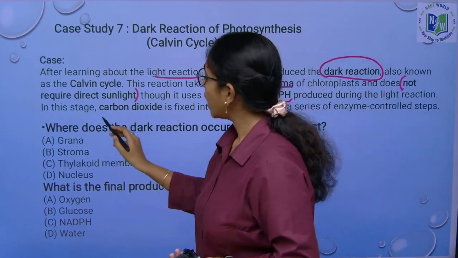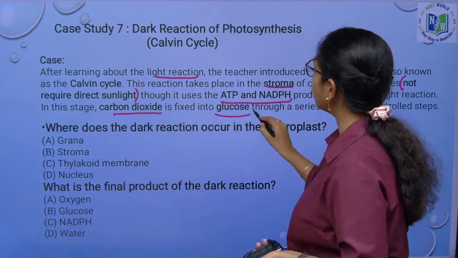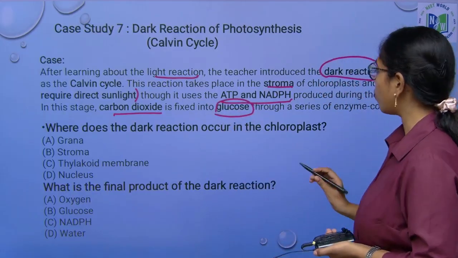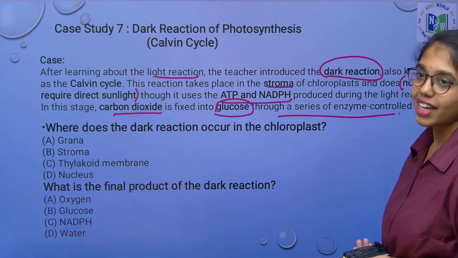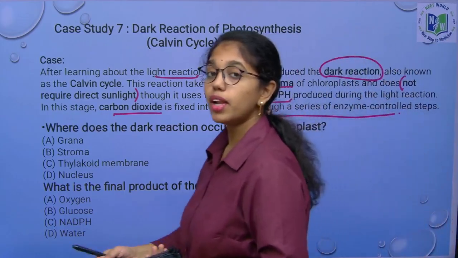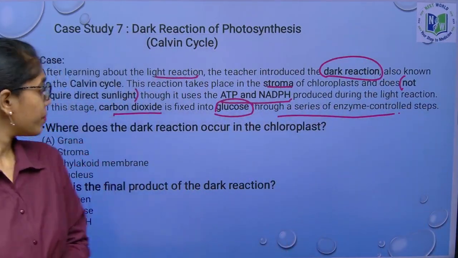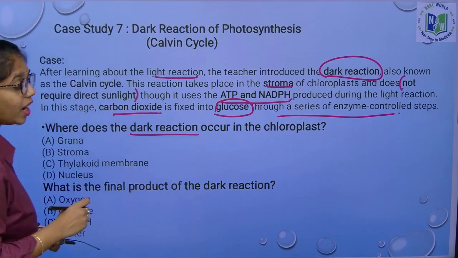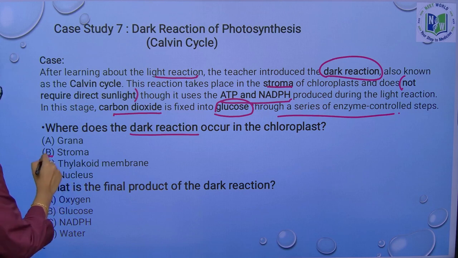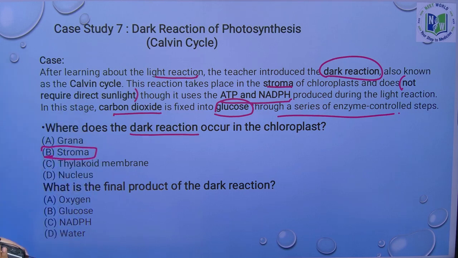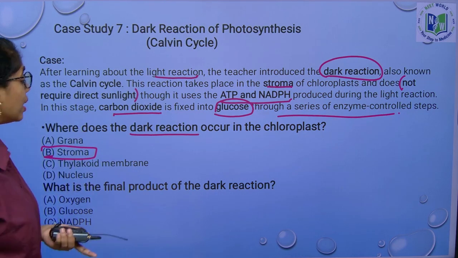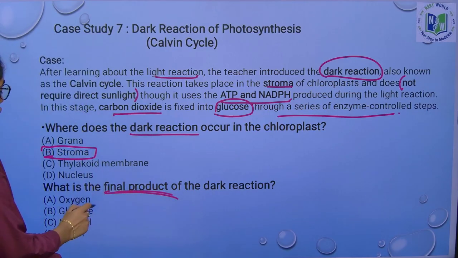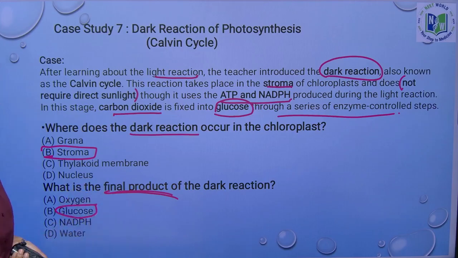In this stage, carbon dioxide is fixed to glucose, or you can also say carbon dioxide is reduced to glucose through a series of enzyme controlled steps, which you will learn clearly in respiration. So now, where does dark reaction occur in the chloroplast? Dark reaction occurs in stroma of the chloroplast. What is the final product of dark reaction, ma? Glucose is the final product of dark reaction.